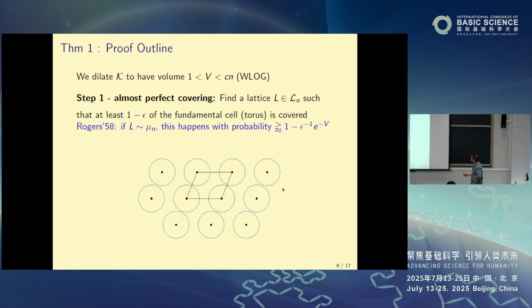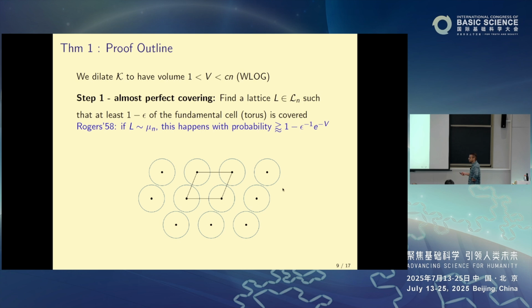So if I place K around each one of its points, I want at least 1 minus epsilon fraction of space to be covered, right? Now the situation is completely periodic in the lattice, so what I actually need is that 1 minus epsilon fraction of this fundamental cell will be covered by shifts of K with respect to the lattice points, right? Now establishing this is easy.